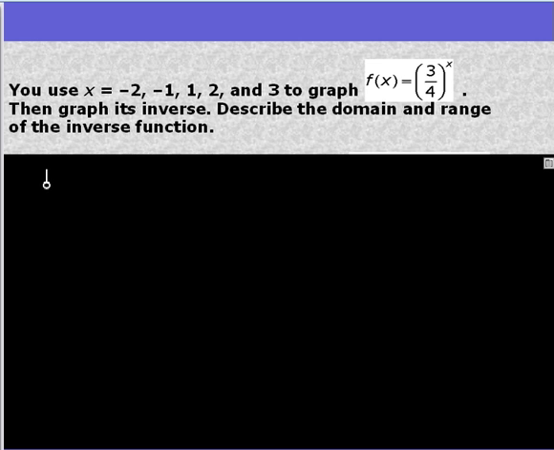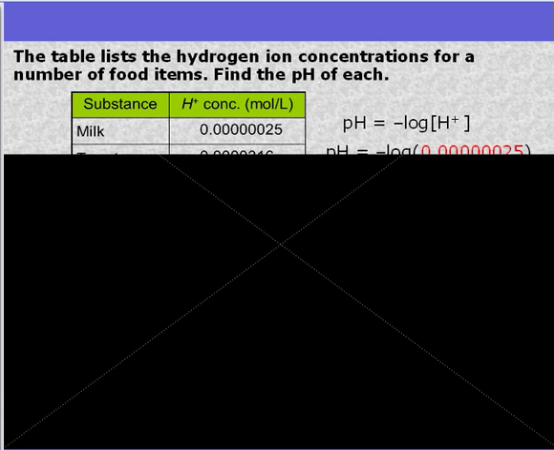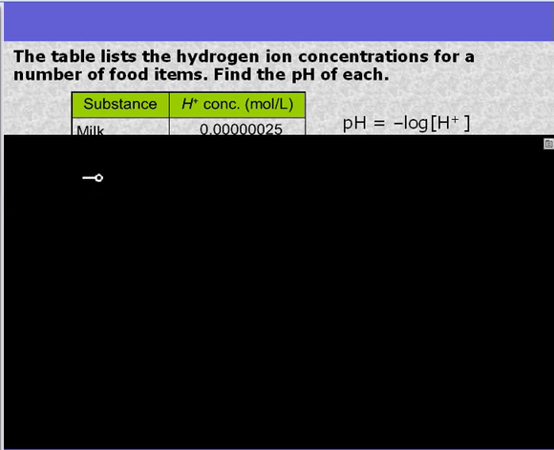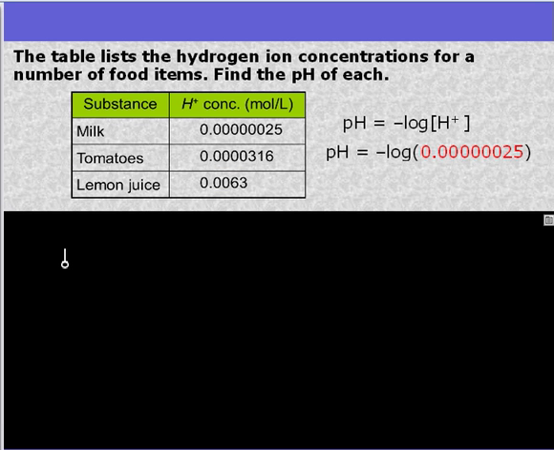All right, here's an application. The table lists the hydrogen ion concentration for a number of food items. I'm sure you have always been fascinated. Milk. So hydrogen ion concentration is related to pH. How is it related? Well, it's the log function, the negative log of the hydrogen ion concentration. So for instance, the pH of milk is going to be negative log of this very, very small number. How are we going to find that? We're going to put it into our calculator.